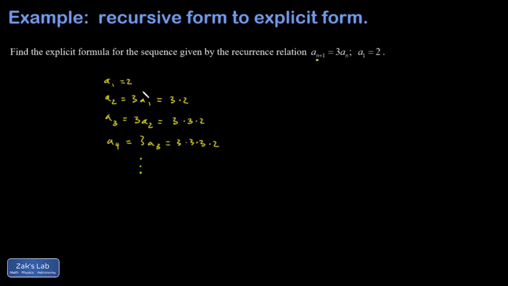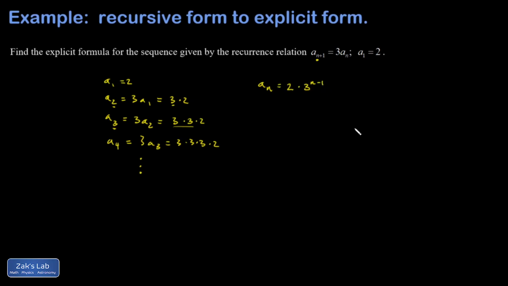Well, I'm starting at 2, and then I start tacking on factors of 3. And if my index is 2, there's one factor of 3. And if my index is 3, there's 2 factors of 3. So the number of factors of 3 is always one less than the index. So I can write a_n is equal to 2 times 3 to the n minus 1.